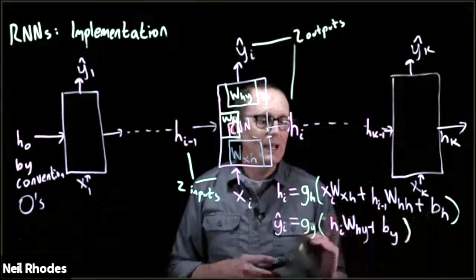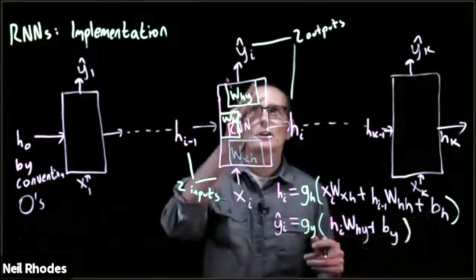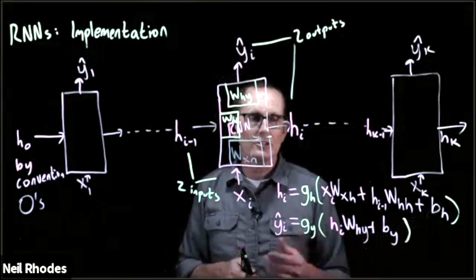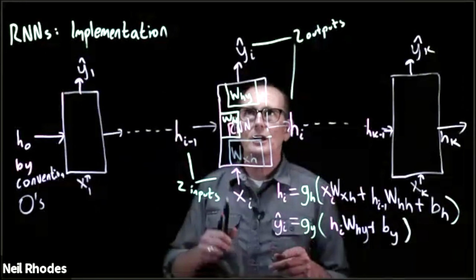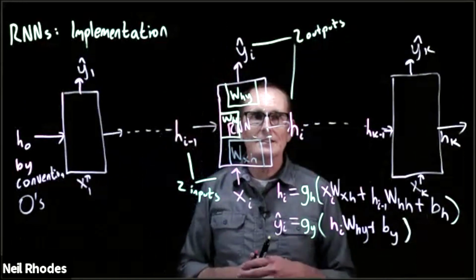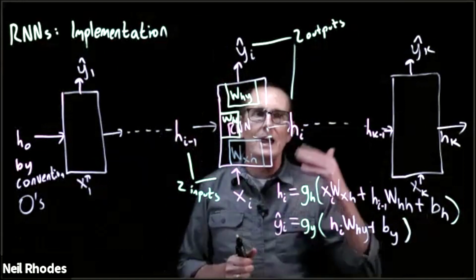This G sub y might be a ReLU. If we were trying to predict house prices, what would be a good G sub y? I mean, it's not sigmoid, so it's probably ReLU. Yeah, we want non-negative, right? So if we were trying to predict house prices, this might be a ReLU. What if we're trying to predict difference in house prices from year to year?